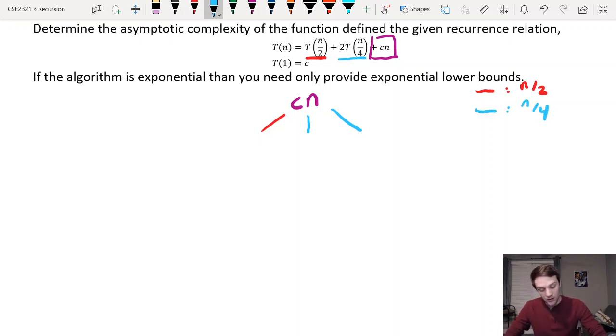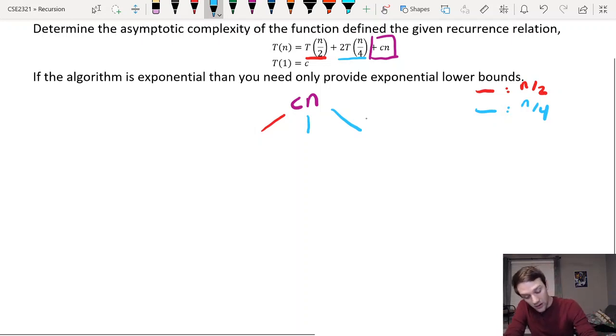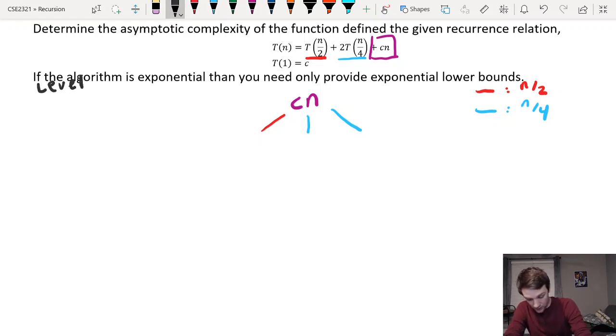So I'm also going to try and keep track of the level somewhere. The level I'll do in black over here. At the root we have level 0, and then at this next level we have level 1. We could try to keep track of the size of the problem, but that tends to be very difficult when we have two different sized recurrences because there's not a nice way to notate that. So we'll just deal with what's happening.